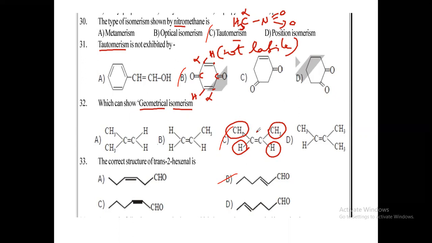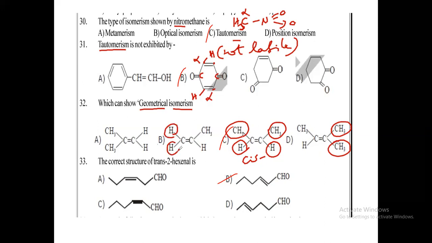So in this case, what we have to understand is that similar groups on the same side of the plane of the molecule make it a cis isomer. It is a cis geometrical isomer. It can also have a trans geometrical isomer. So it can exhibit geometrical isomerism.